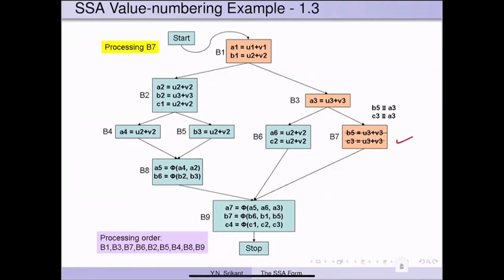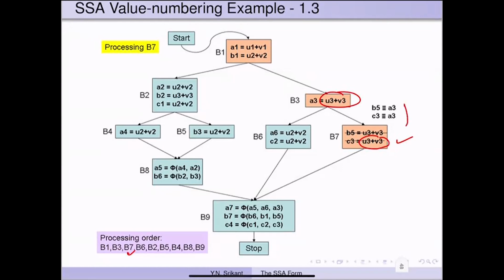Then we must process B7 according to this order, where we come to B5 equal to U3 plus V3, and that is a common sub-expression. Please observe that we are able to catch this because of the dominator table, the scope of the tables being over the dominator. So C3 equal to U3 plus V3 will also be replaced by A3.